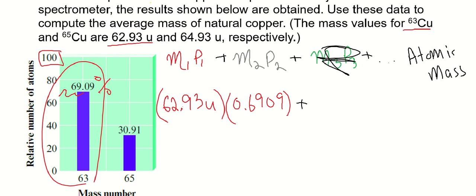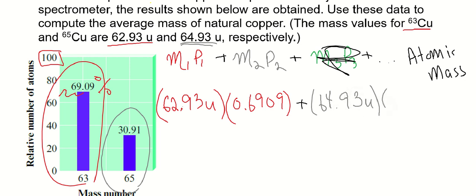All right, let's add that to the mass of the second isotope, which is copper 65. Copper 65 has a mass right there of 64.93 atomic mass units, and its relative abundance, relative to each other, is 30.91%. Let's move that decimal over twice. Turn that percentage over into decimal form. 0.3091.